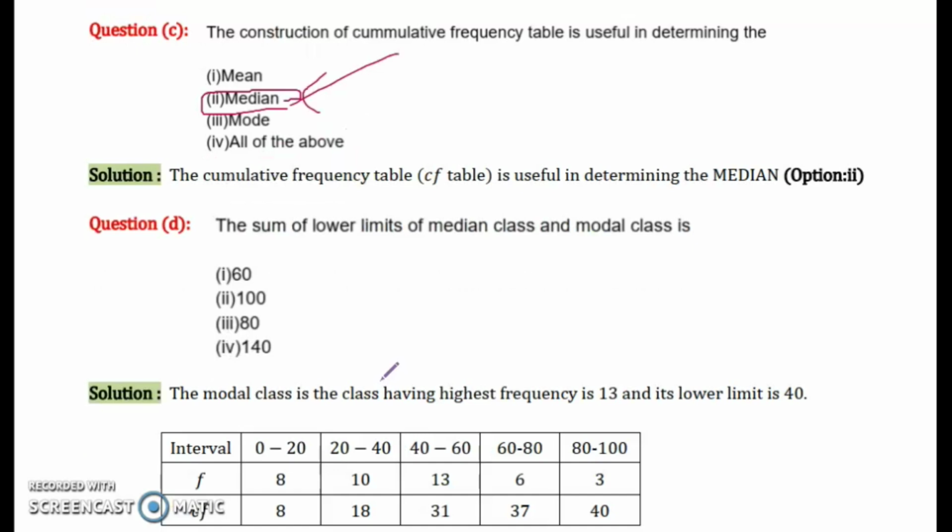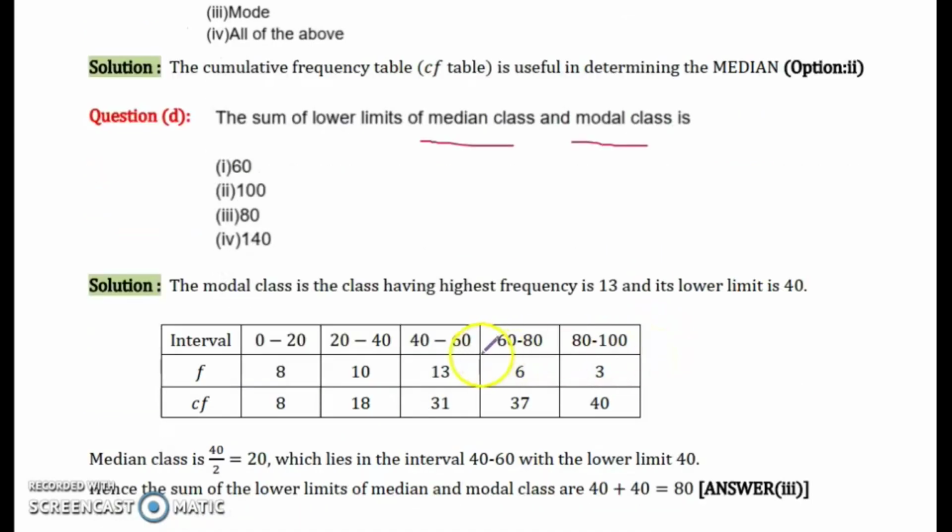Right. Next is the sum of the lower limits of the median class and the modal class. We know the modal class is 40 comma 60. Therefore, for the modal class, the lower limit is 40. Now let us work on the median class. What is the median class? For the median class we need the cumulative frequency, right? Therefore, estimate the cumulative frequency here.